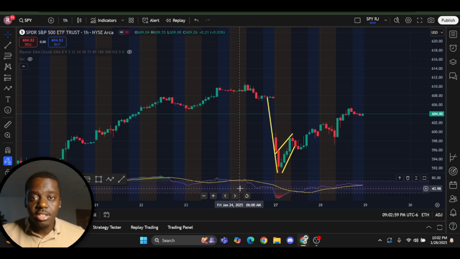All right. These patterns are best used when the overall market is going the same direction. All right. So when the overall market is bullish, look for stocks that have bull flags. When the market is bearish, look for stocks that have bear flags.